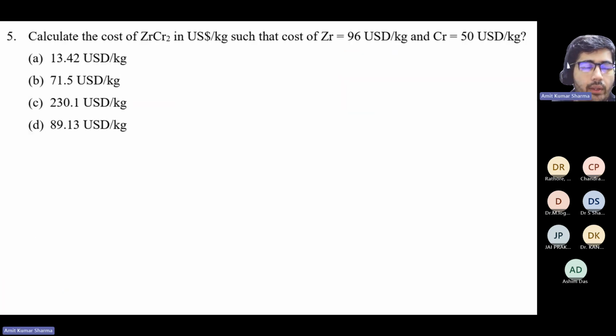Okay, so next question. Calculate the cost of zirconia chromium ZrCr2 in US dollar per kg, such that the cost of zirconium is 96 USD per kg and chromium is 50 USD per kg. So you're given a composition ZrCr2, you're given the individual cost. Now you have to calculate the complete cost for this composition.